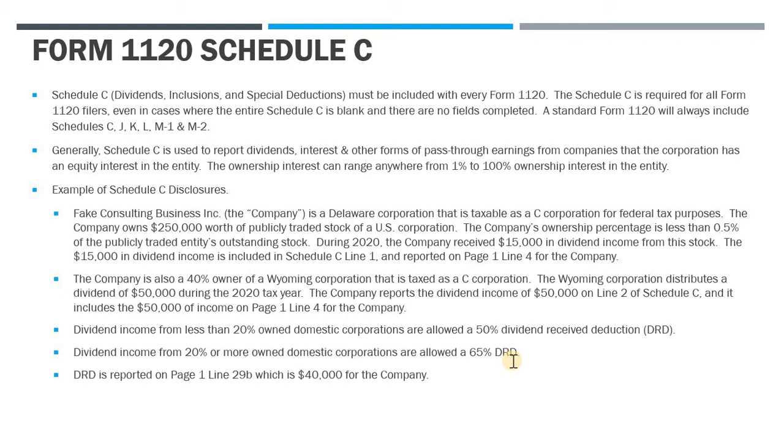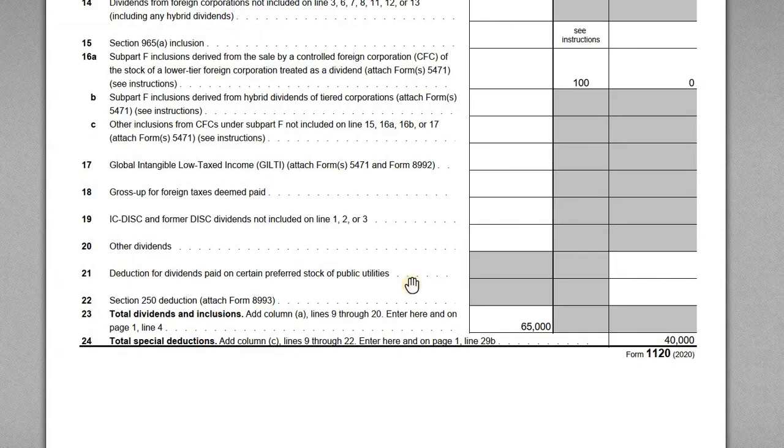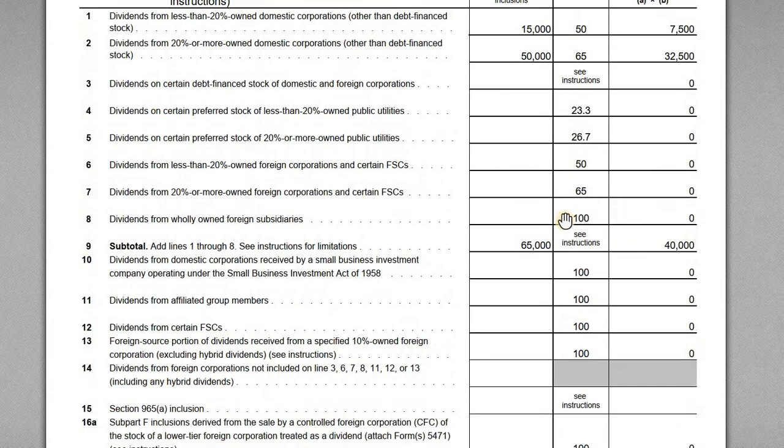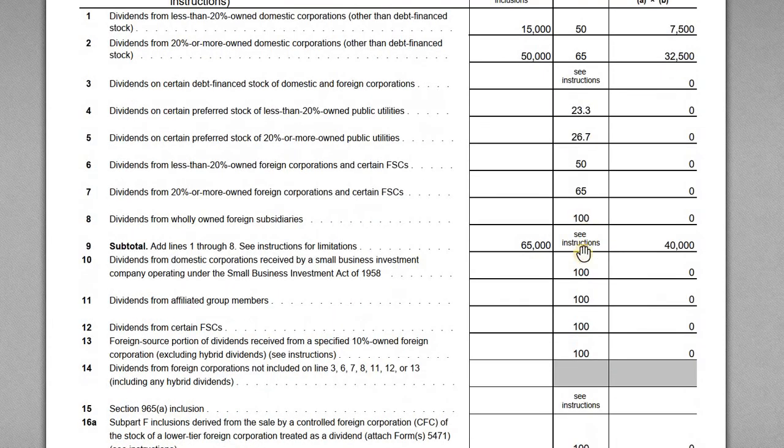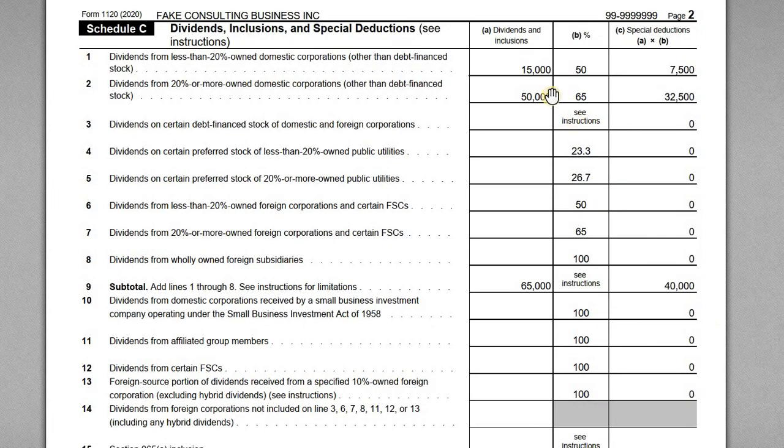Now, there are certain provisions that allow for a 100% DRD. You'll notice here we have a couple instances. We have dividends from wholly owned foreign subs, domestic corps under the Small Business Investment Act, and so on and so forth. So there are certain types of dividends that could be completely exempt under the DRD provisions, and then others, like the examples we're looking at, you get a DRD, but it's not 100. It's 50 and then 65. So there is some help there, but not much, maybe.